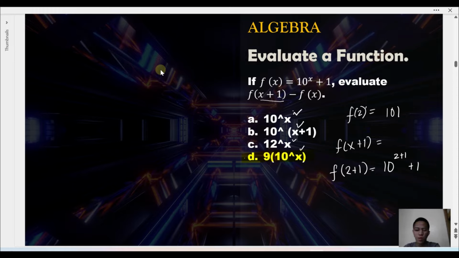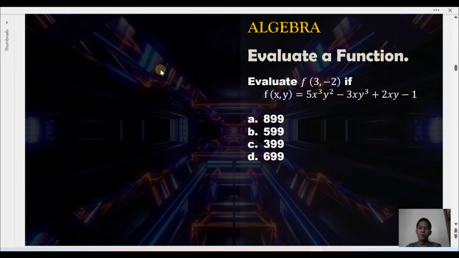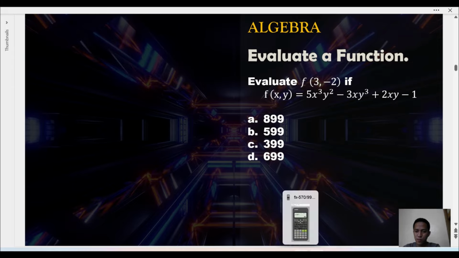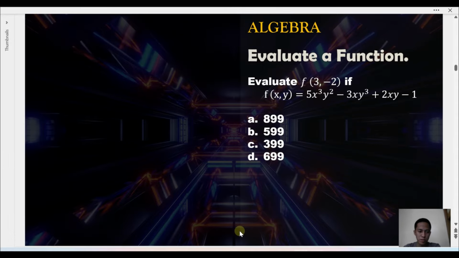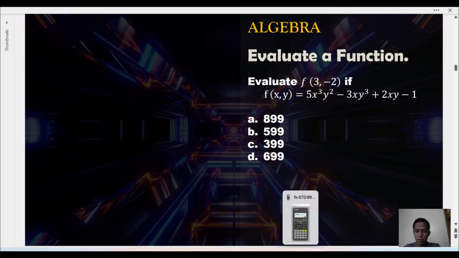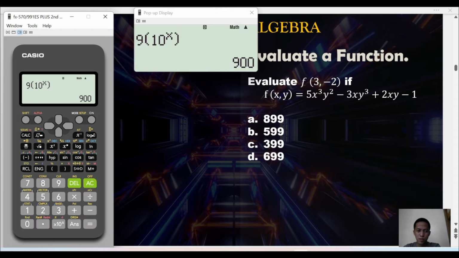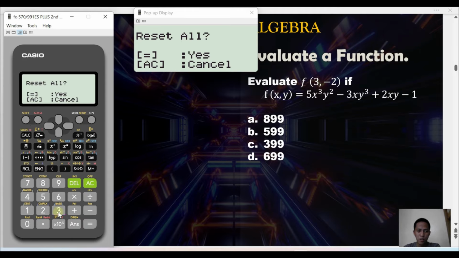Okay, let's proceed to our next problem. So evaluate f of 3, negative 2 if f of xy is 5x cubed, y squared minus 3x, y cubed plus 2xy minus 1. Okay, multiple variable na siya guys. So, lagay natin sa ating calculator. So, shift, clear, and all.